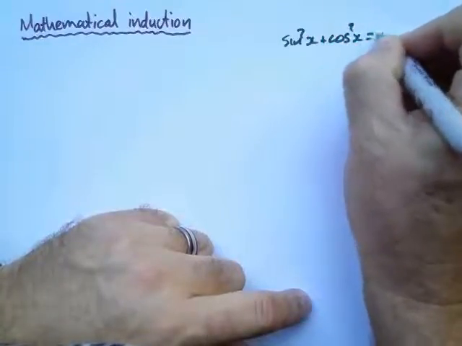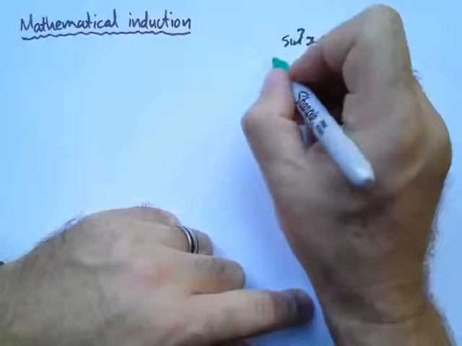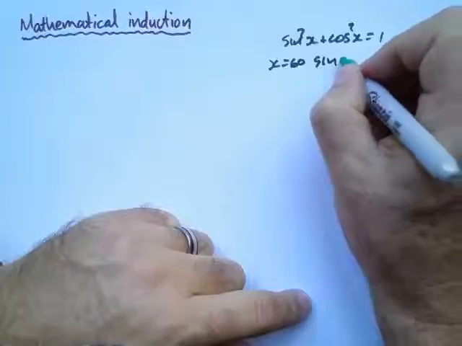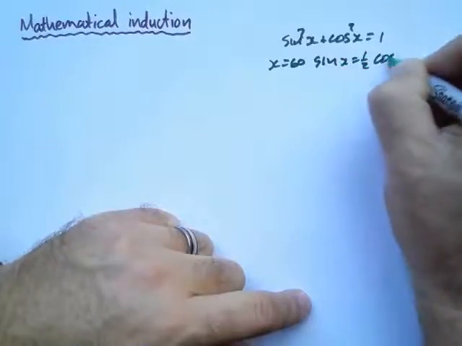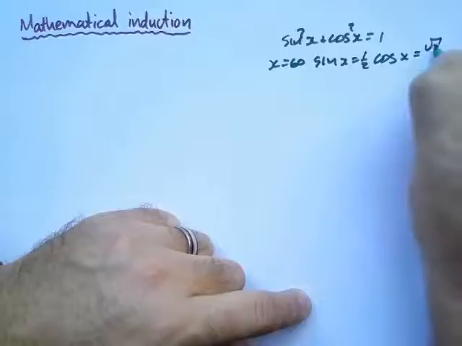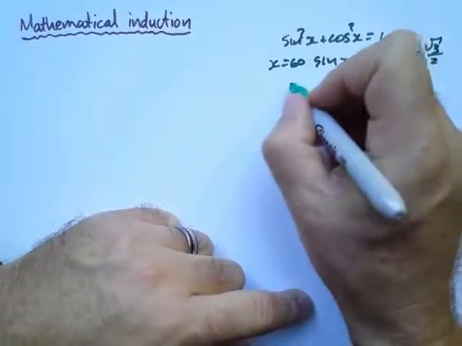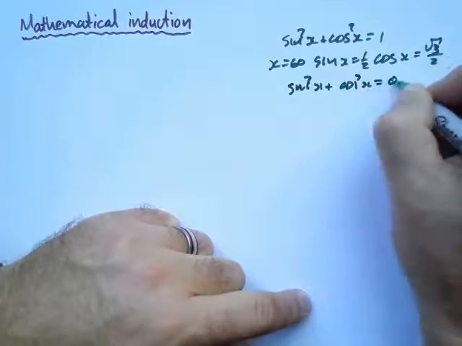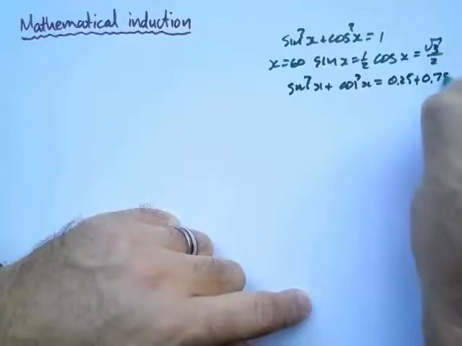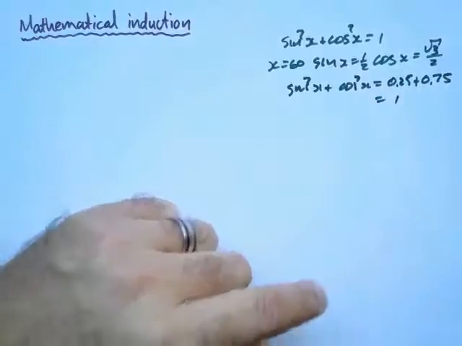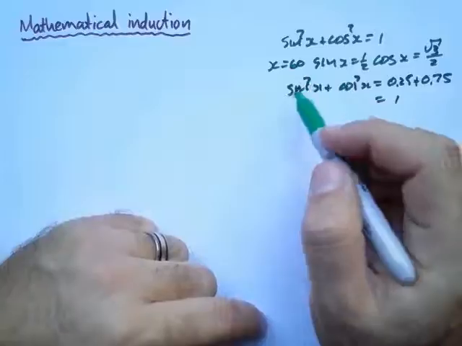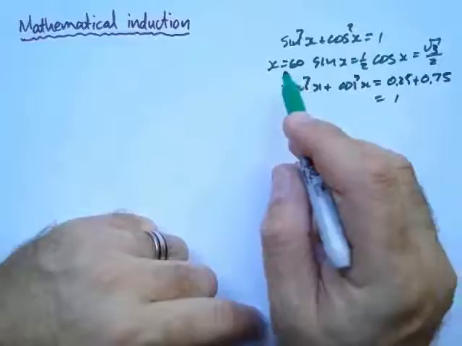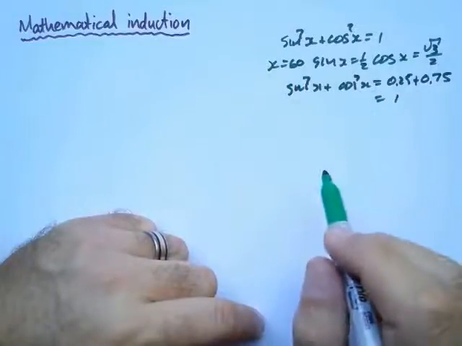square x equals 1, we can't say, well, if x equals 60, then sine x is a half, cos x equals square root 3 over 2, therefore the sine square of x plus cos square of x equals 0.25 plus 0.75, so that equals 1. That is not a proof, because you can't just substitute values and then say, well, let's see what's happened with 61. Doesn't matter how many values we put in there, it does not prove that this is true.